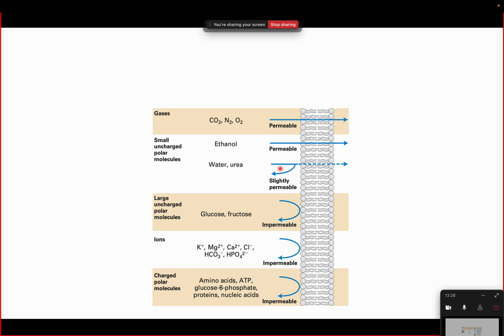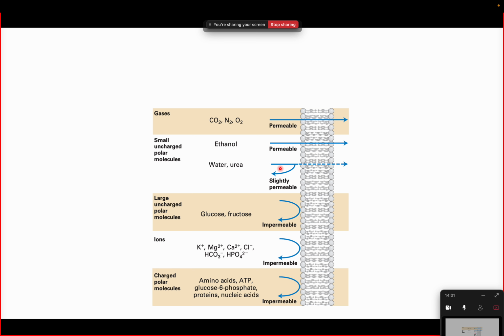So if you look at gases, they are permeable across the membrane and can be transported directly from outside to the inside via the lipid bilayer itself, and they do not need dedicated proteins or transporters for their transmission. Okay, if we talk about small uncharged polar molecules, because they are smaller in nature, they can permeate through the membrane, but the permeability is slightly less.